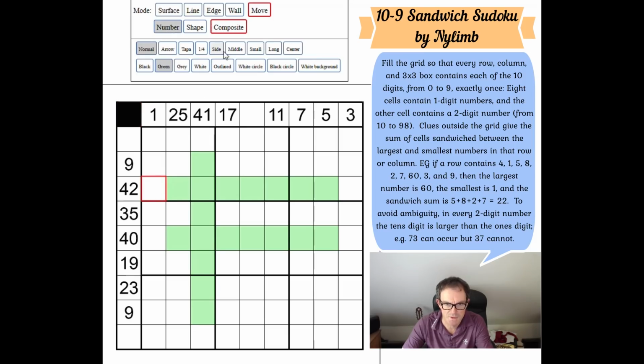Let's look at this square. So this square, we know that the sandwich crust here is made of the digits 0, 1 or 2. Well, it can't be 1. Or can it? No, it can't be 1.